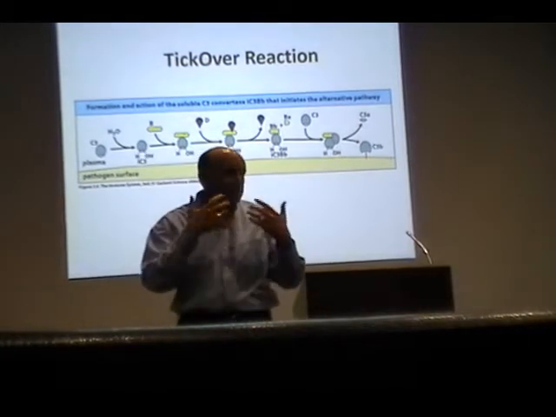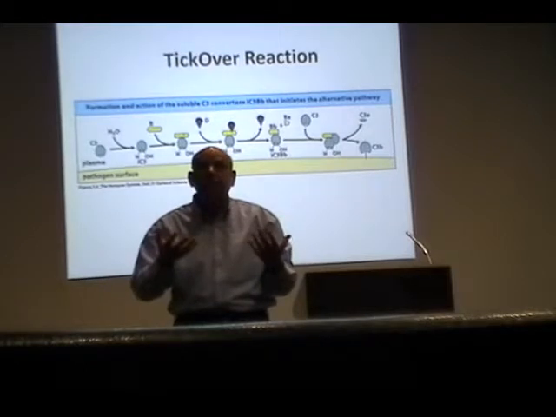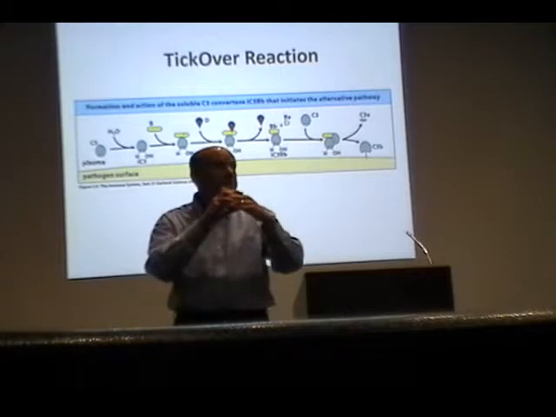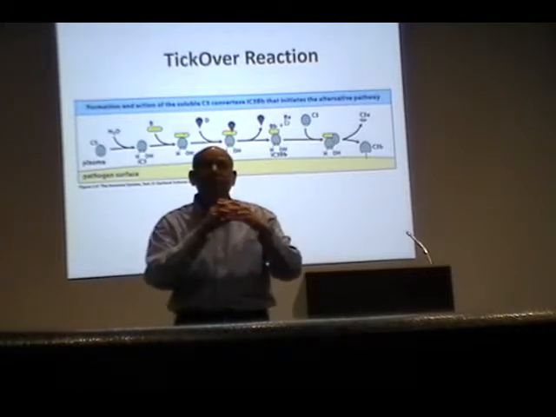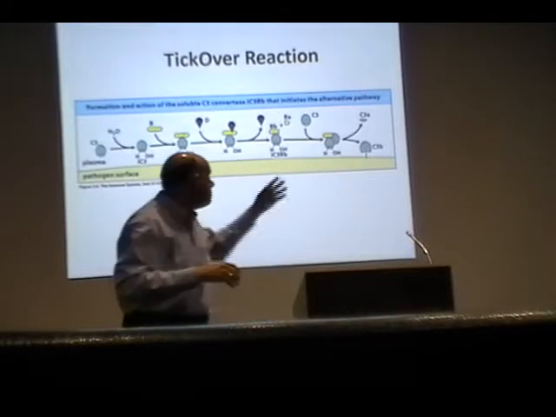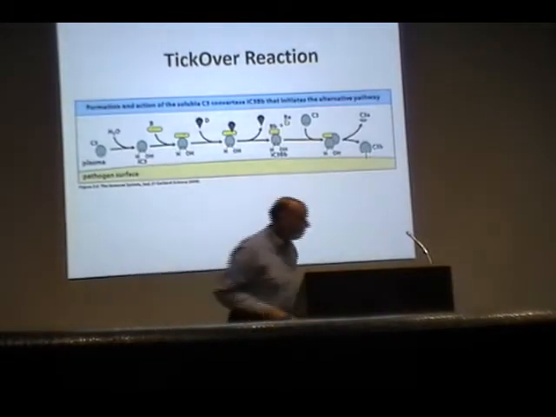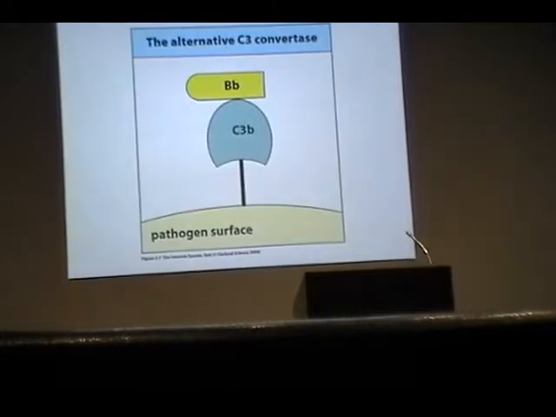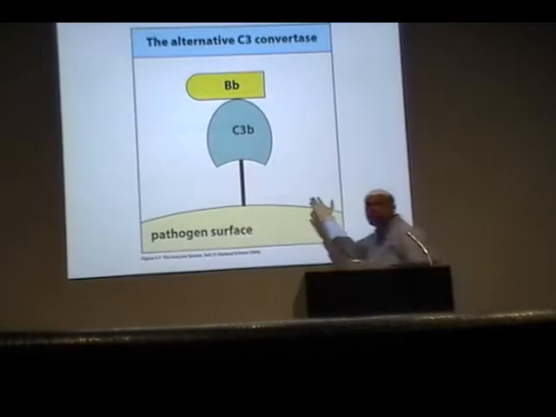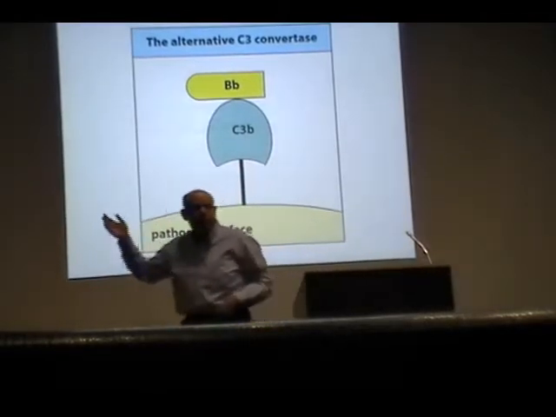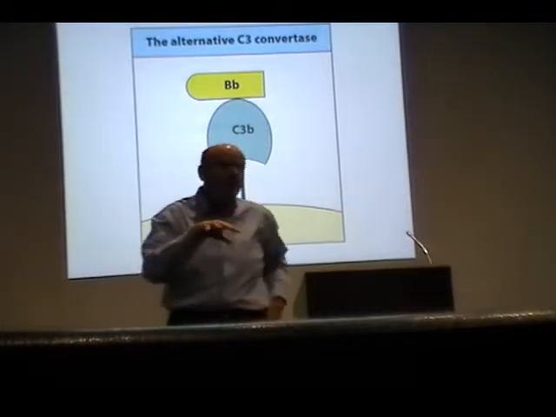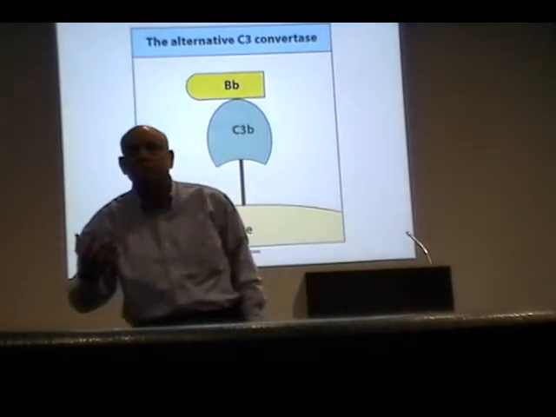Now D, which is a protease, it's always active, will cleave B to create Bb, so you end up with C3 flex Bb, which is a convertase, but not a very good one, or C3b Bb, which is bound to the bacterial surface, which is a really good convertase. So now we have created a low quality convertase and a high quality convertase.